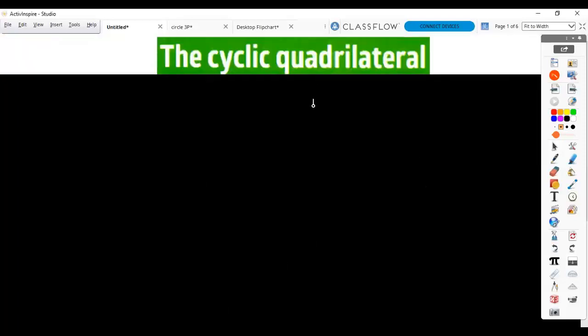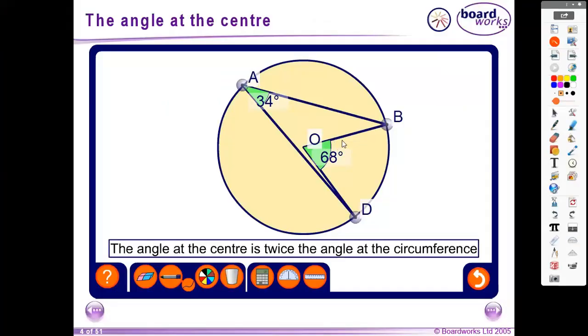But first, we want to make a quick revision about some concepts about angles and triangles. Here we have central angle POD, whose measure is 68, and inscribed angles, whose measure is half the central. And here we say that the measure of the arc PD equals the central.